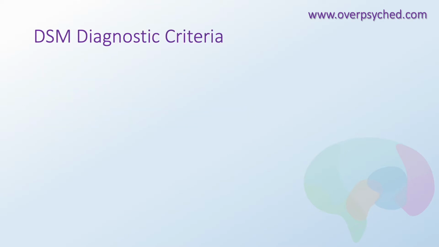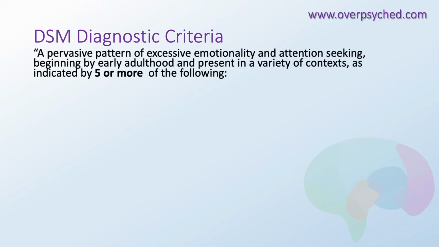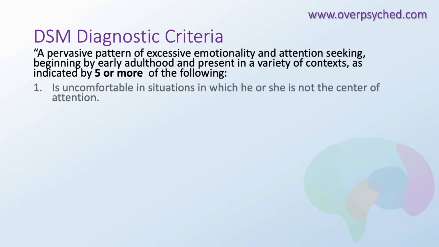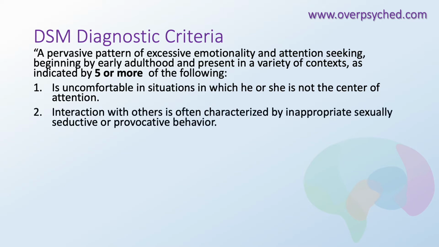The DSM, or Diagnostic and Statistical Manual of Mental Disorders, defines histrionic personality disorder with the following diagnostic criteria: a pervasive pattern of excessive emotionality and attention seeking beginning by early adulthood and present in a variety of contexts, as indicated by 5 or more of the following. 1. Is uncomfortable in situations in which he or she is not the center of attention. 2. Interaction with others is often characterized by inappropriate sexually seductive or provocative behavior.